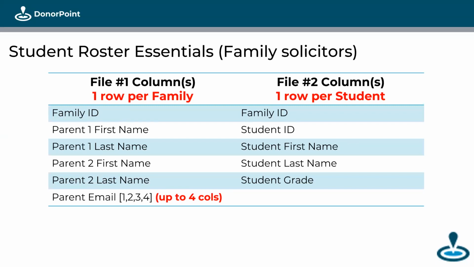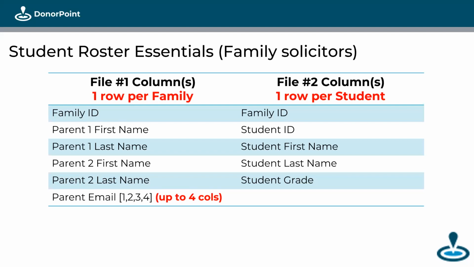This might be a personal email address and a work email address for each parent, or if there are multiple parents or step parents involved, it could be a couple of personals and a couple of step parent addresses or guardian addresses.